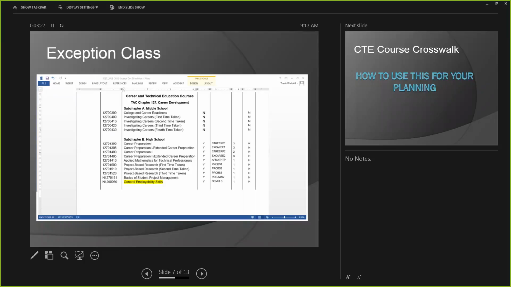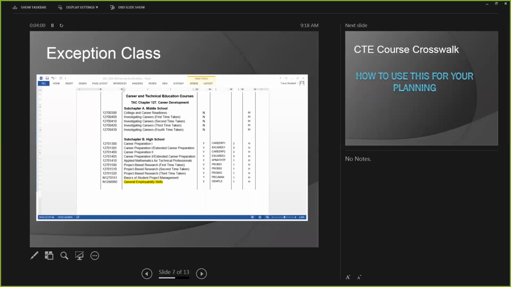But this course, that's N1290060, general employability skills, can be taught for high school CTE credit and can be taught by a special ed teacher. A lot of districts are looking for a class that they can teach to 9th through 12th graders in special ed, specifically by the special ed teacher to the special ed students. If you have any questions about the general employability skills class, please let me know.